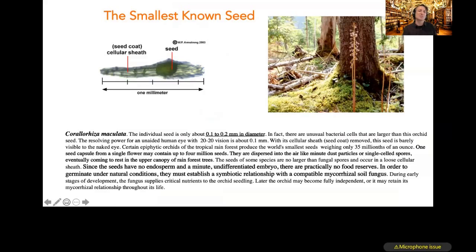So the smallest known seed is basically the size of a dust grain, right? You can find these in orchids. Look at how small this thing is, about 1 millimeter. It's actually a little bit less if you exclude this wing-like structure. So it's about 0.1 to 0.2 millimeters in diameter. That's a really crappy investment for mom right there. But that's okay because mom invests in a gazillion of these things, and with luck, one of them will survive.